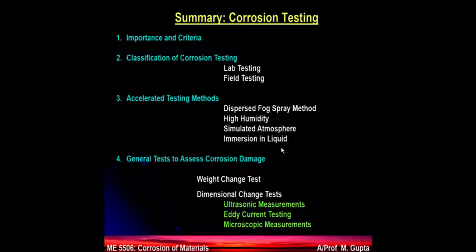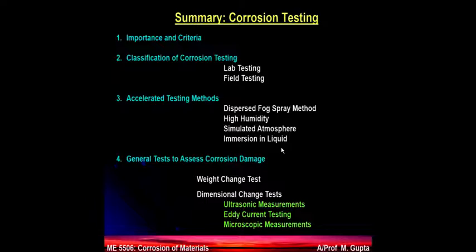So it gives you a faster and quicker picture, which is getting more and more accurate with advancement in the technology. You can do that by fog spray method, high humidity, simulated atmosphere, immersion in liquid. And there are many more tests which are coming in, but these are the ones which are established, which people are using for decades now. So that's why they have come in the textbook, but there are many more which have been researched.